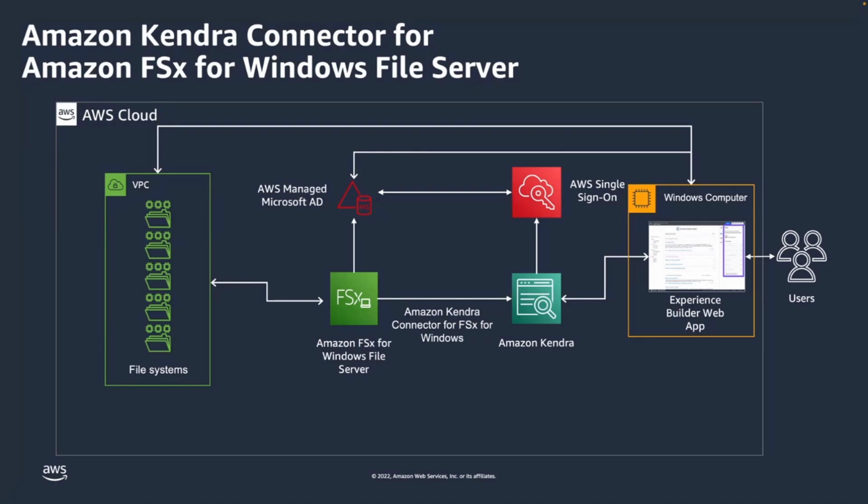In today's demo, we will see how Amazon Kendra can be used to securely search documents stored in the Amazon FSx for Windows File Server. Let us first go through the demo architecture. The AWS Managed Microsoft Active Directory service is used to set up all users and group information. AWS Single Sign-On service is then used to sync with the Microsoft AD and provide a common interface for Amazon Kendra and Experience Builder to authenticate users and fetch group information.